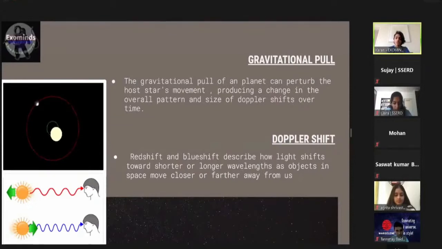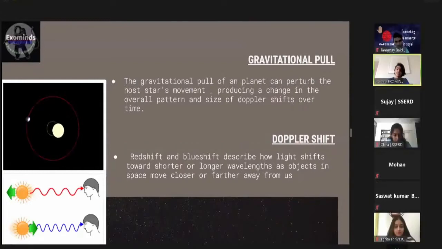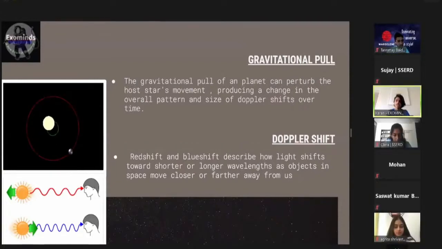It is not actually wobbling, it is just going around its barycenter, which is the center of mass of the entire system. We can detect this using the Doppler shift of light, which is basically the change in the wavelength of the light as the source of the light moves away or towards us. When the source of the light moves away from us, the wavelength of the light expands and it appears redder. And when the source of the light comes towards us, the wavelength of the light contracts and appears bluish to us. We call this the redshift and blue shift.